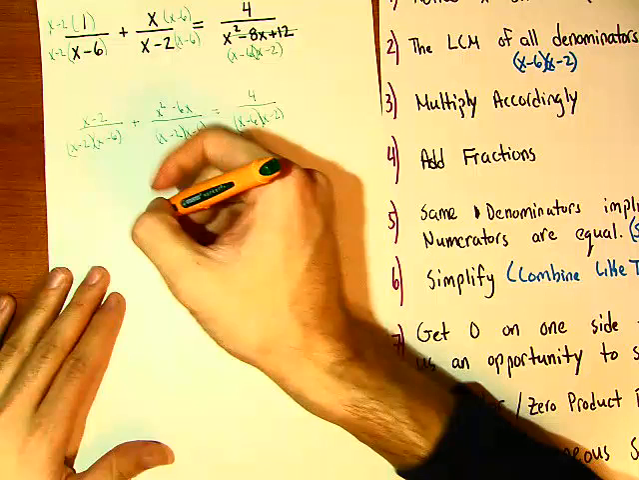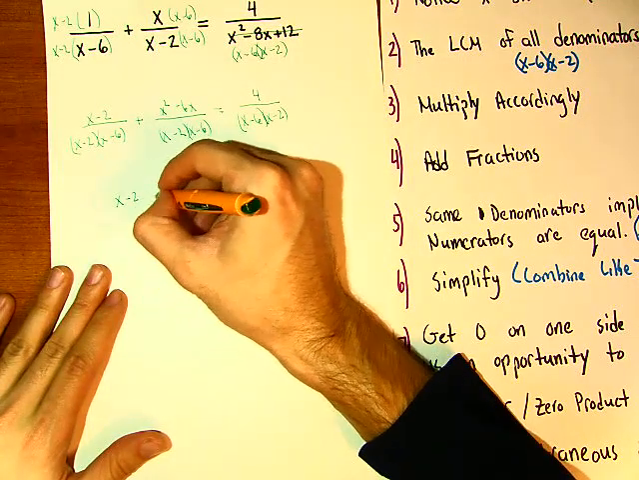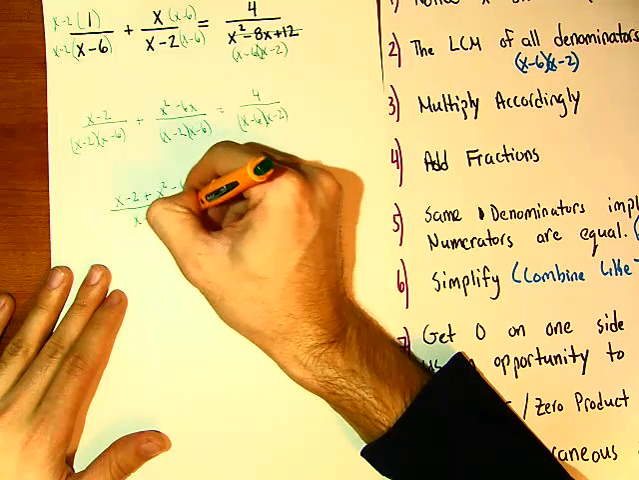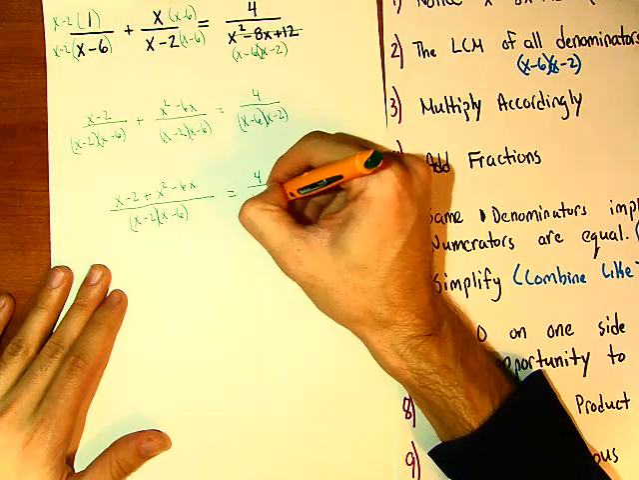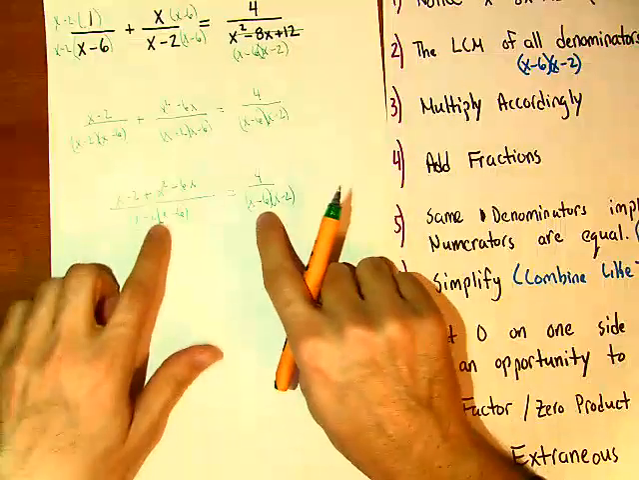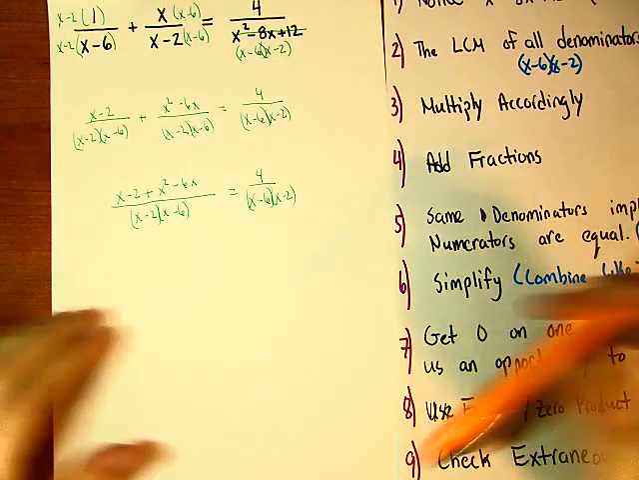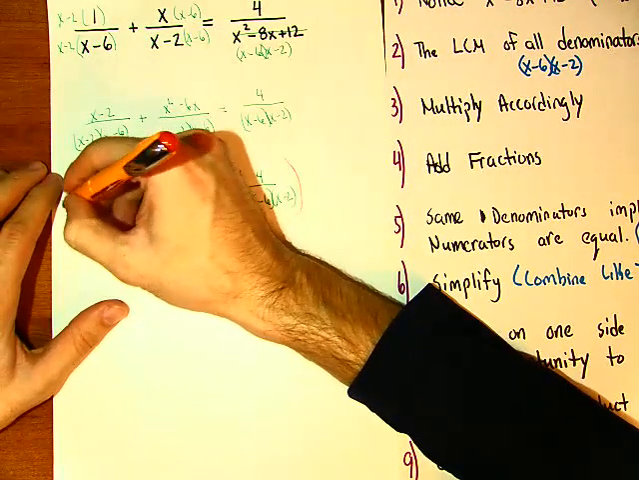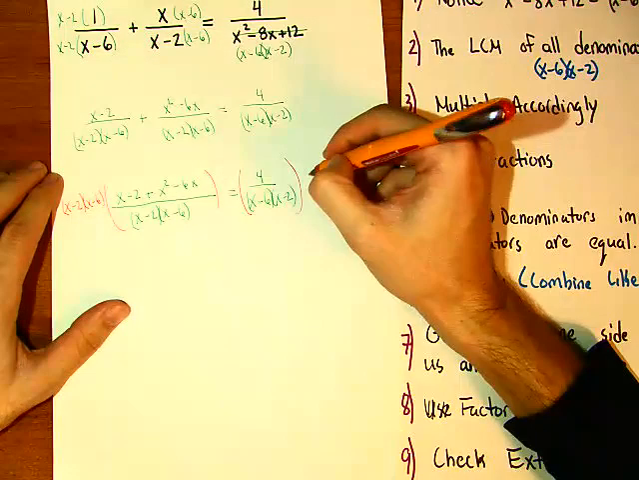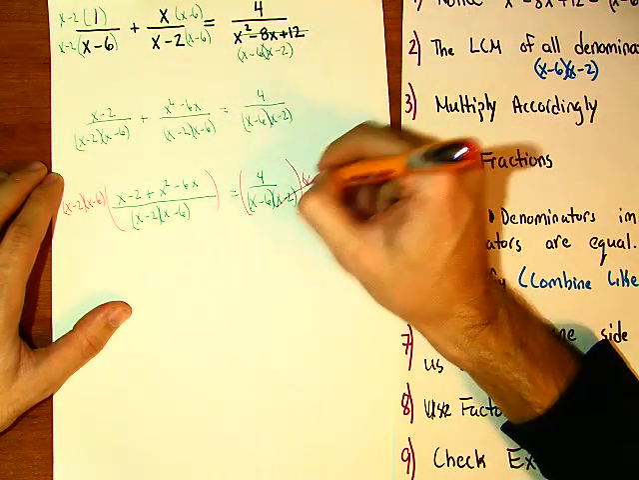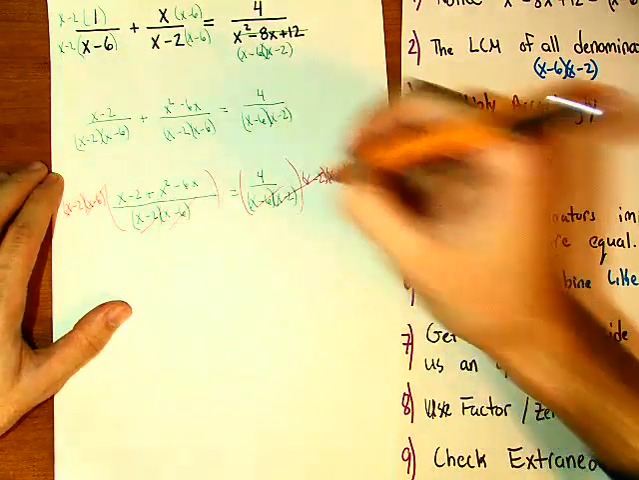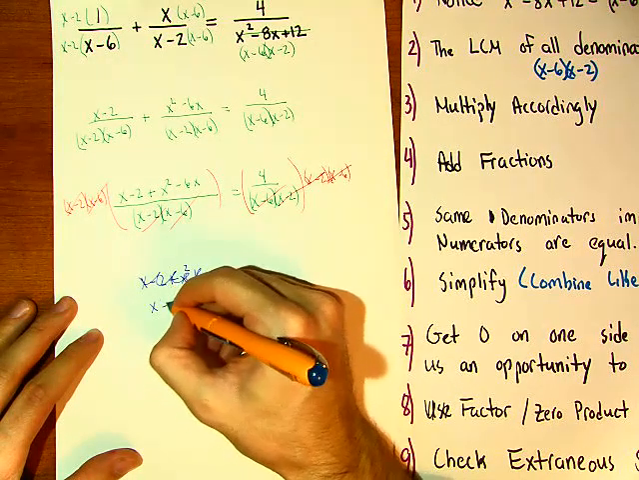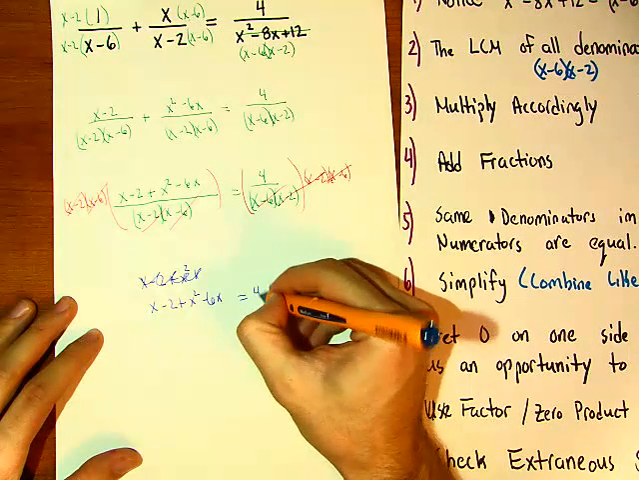Let's just actually do it. So this is, combine everything together. So you have x minus 2 plus x squared minus 6x, all over x minus 2, x minus 6, equals 4 over x minus 6, x minus 2, right? Now look, same denominator. So the trick is to say that because the denominators are the same, the numerators are equal. You're going to multiply both sides by x minus 2, x minus 6, and these cancel. And now what are you left with? x minus 2 plus x squared minus 6x is equal to 4, right?